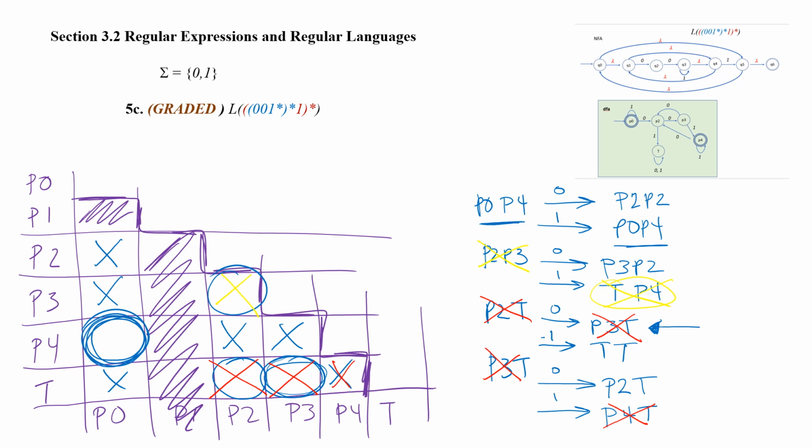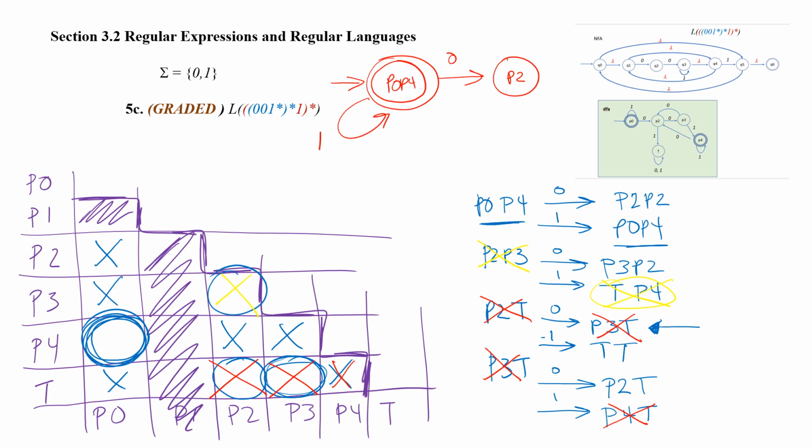So I can redraw it. I don't know if I have another slide with this. I don't think so, so I'm going to redraw it. So this would be my P0, P4 initial state. With a 0 it goes to P2. With a 1, it stays here.